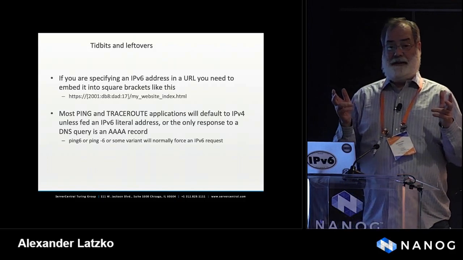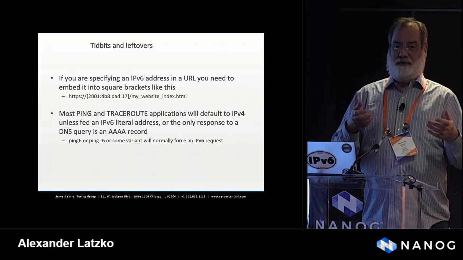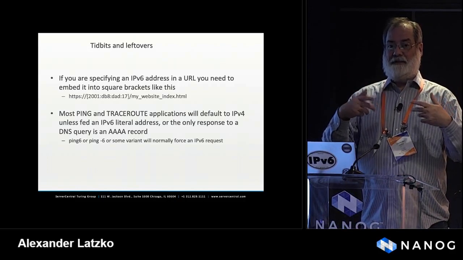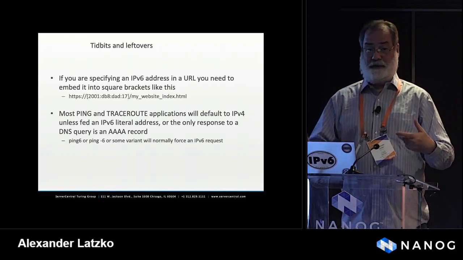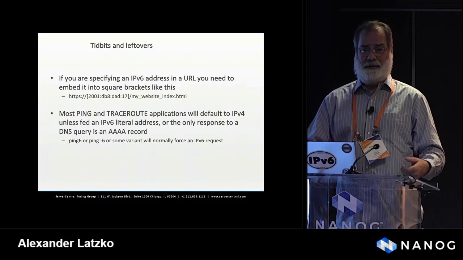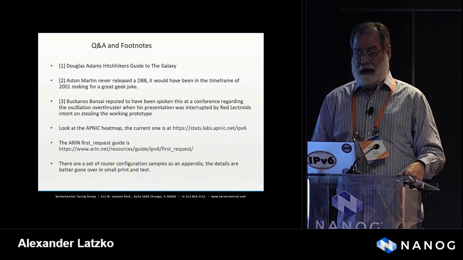Ping and traceroute and a lot of other utilities will default to v4. If they get a quad A and a single A record back, they'll default to v4. So you have to tell it, or give it a literal address. And it's ping6 or ping -6 or some variant based on your operating system.